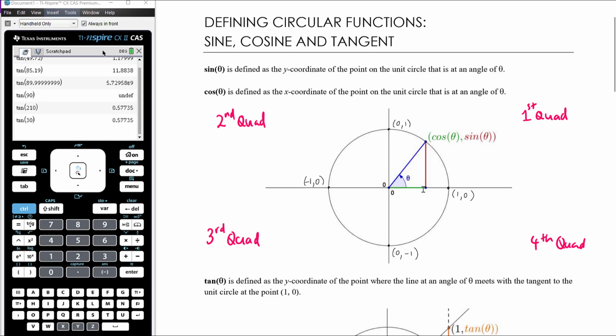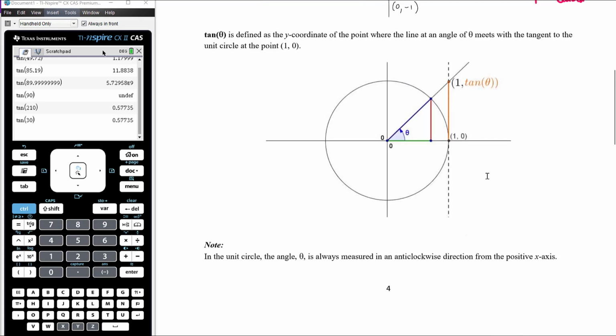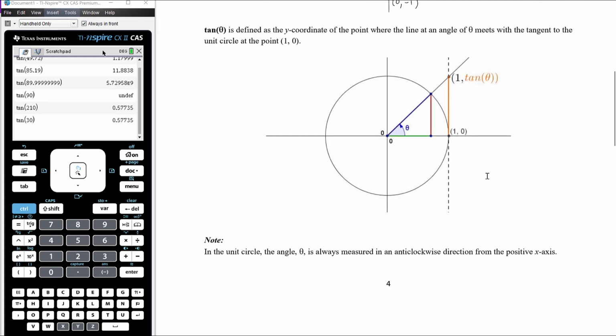Let's now have a look at tan, and then we'll go back over to the graphing program. So tan theta is defined as the y coordinate of the point where the line at an angle of theta meets with the tangent to the unit circle at the point (1, 0). This line here is the tangent to the unit circle at that point.